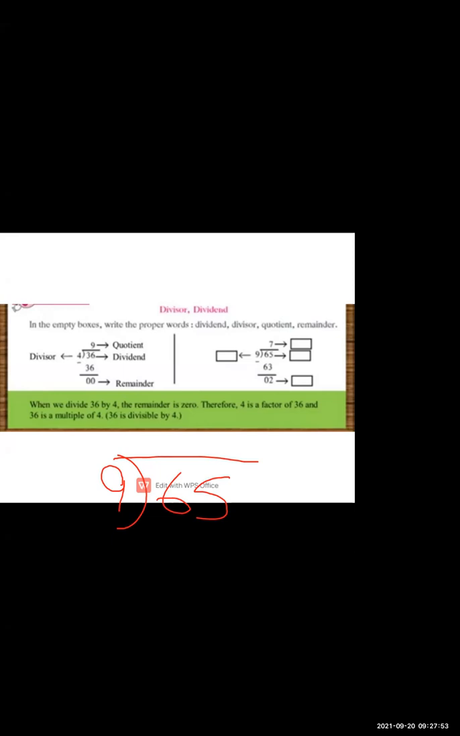Okay, 9 sevens are 63. 5 minus 3, 2. This minus 6, 0. Now here you will tell me which is the divisor? Which number is the divisor?